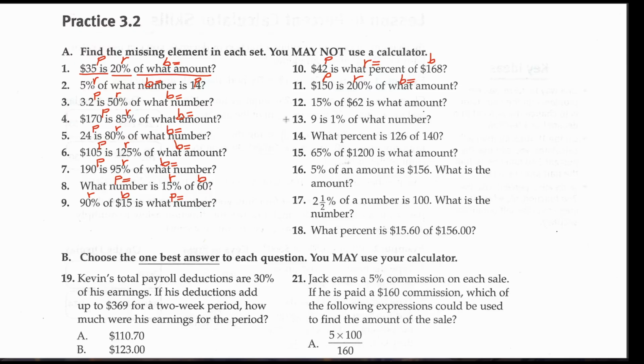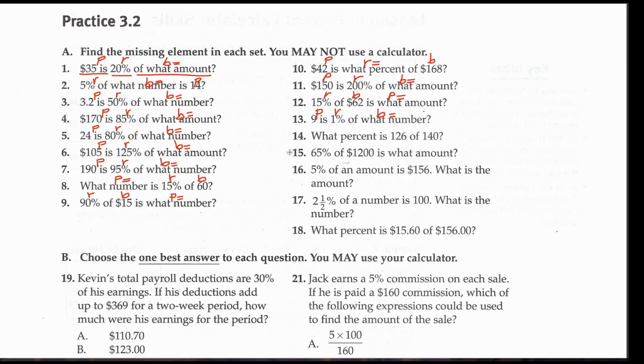Number 12, 15% of $62 is what amount? 15% is the rate of $62. That's the base. And we don't know the part. Let's do number 13. 9 is 1% of what number? 9 is the part. 1% is the rate. And we don't know the base.